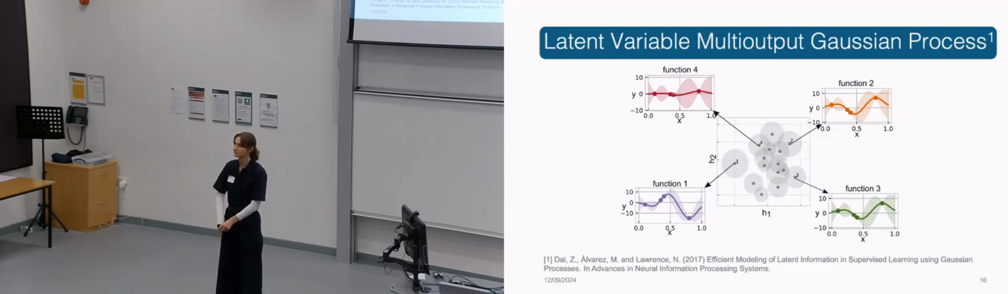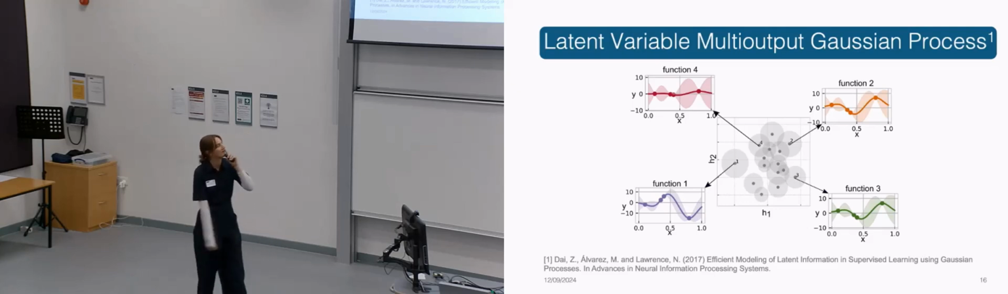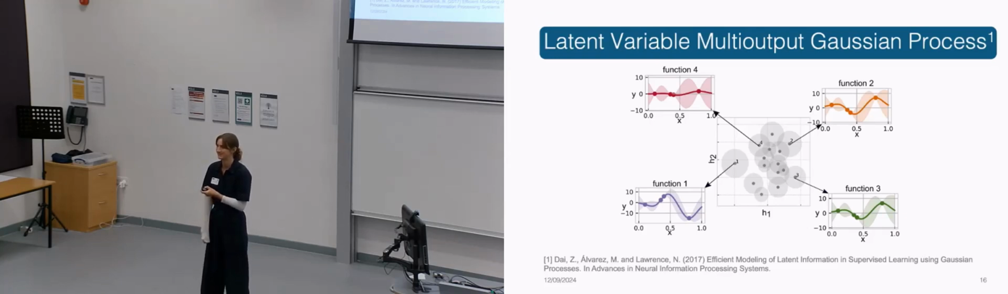Basically, if it's 4 outputs, there will be 4 Gaussian processes. Oh yeah, okay, I see what you mean. I don't know what you mean by the likelihood thing yet. I mean, to calculate it.